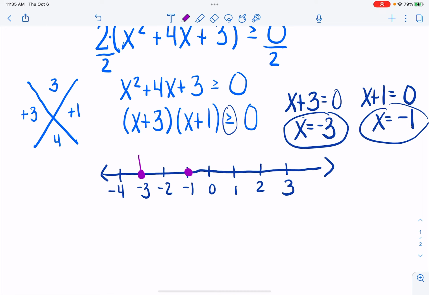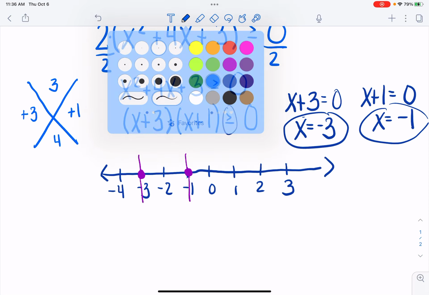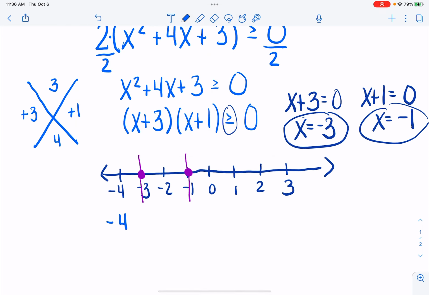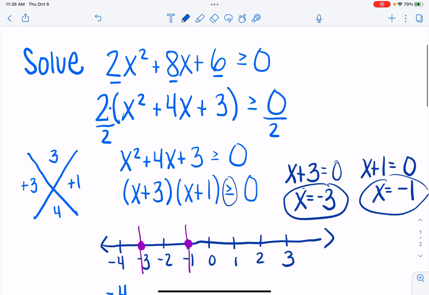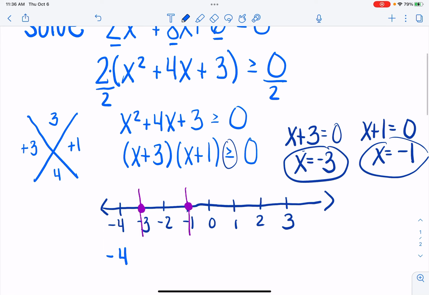These are going to become your two benchmarks, and you're going to pick numbers between those intervals. Looking to the left of negative 3, this is where I pick any number. I'm going to pick negative 4, and plug negative 4 into x plus 3 and x plus 1. Negative 4 plus 3 would give me a negative 1. I only want to concern myself with the sign. Negative 4 plus 1 would also give me a negative.